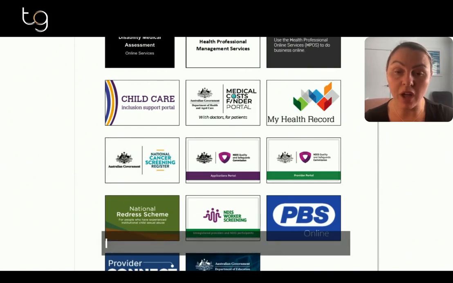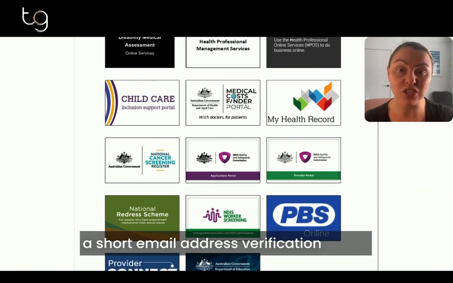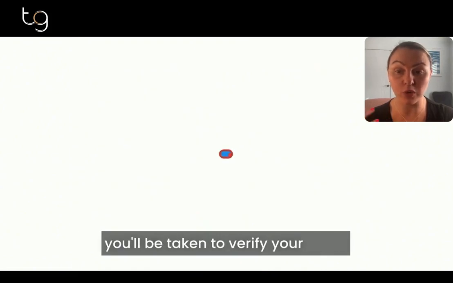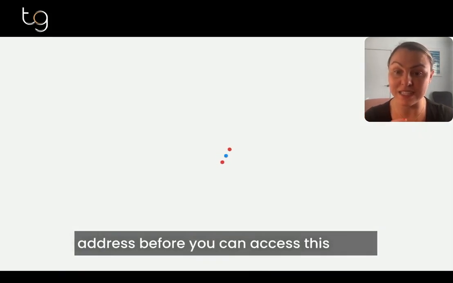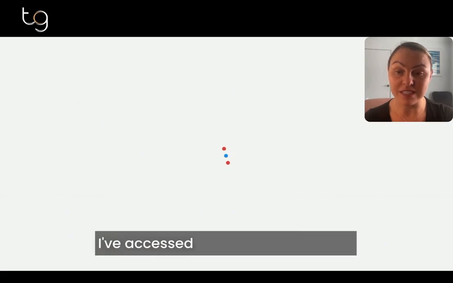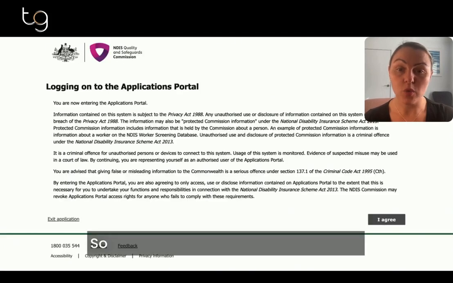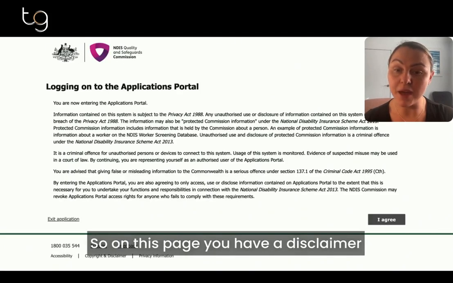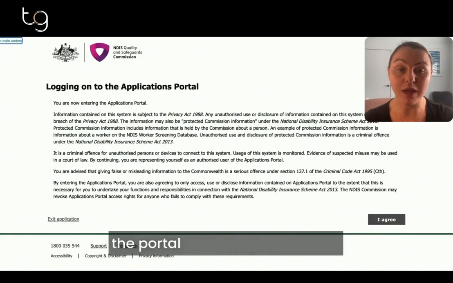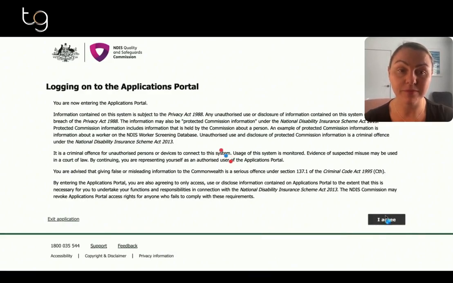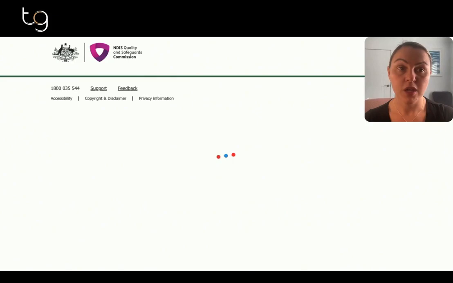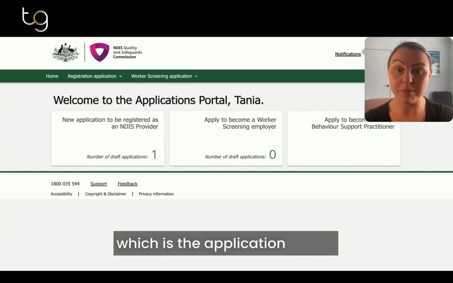Now, at this point, I have been into this portal before. If you haven't, they will take you through a short email address verification where you'll be taken to verify your email address before you can access this page. I've accessed this before, so it'll take me straight into the application portal. So on this page, you have a disclaimer about logging into the portal, and you need to click I agree. You're taken to this page, which is the application portal.